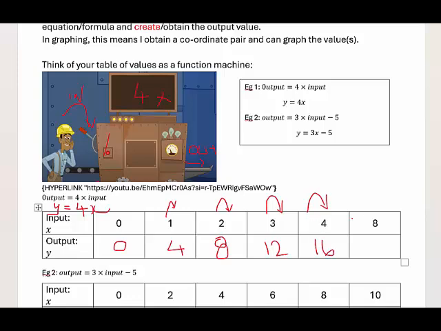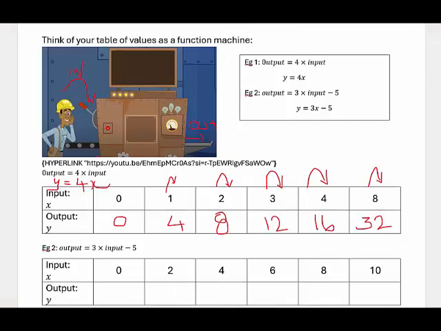Now notice I didn't go in order, so you've got to be really careful. 8, we're going to put 8 in the machine. 8 times 4 is 32. So that's how the substitution works. By substitution I mean what's the value that I get out when I substitute that number into the machine.